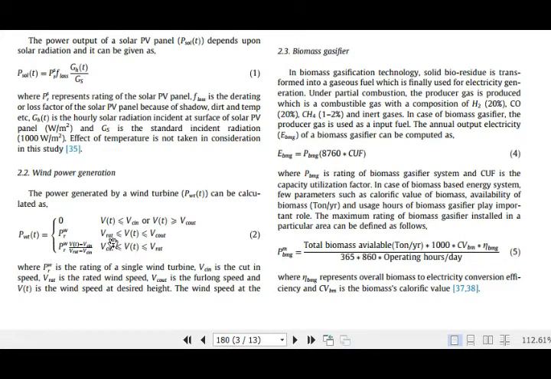And whenever the wind velocity is above the rated velocity but below V cut-out, the output of this wind turbine will be the constant rated power. Else, when the velocity of the wind is between the cut-in and the rated, it will follow this linear modeling. We will also discuss the cubical modeling and later on we will discuss the curve fitting.